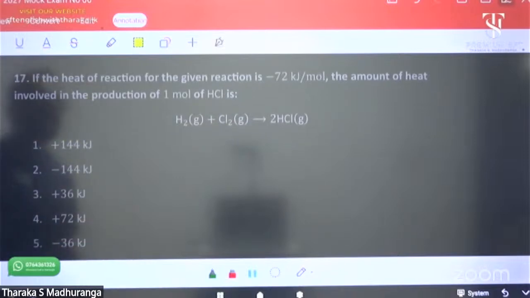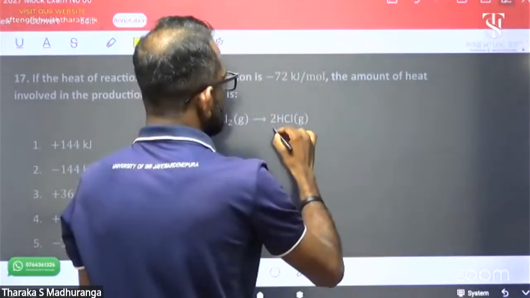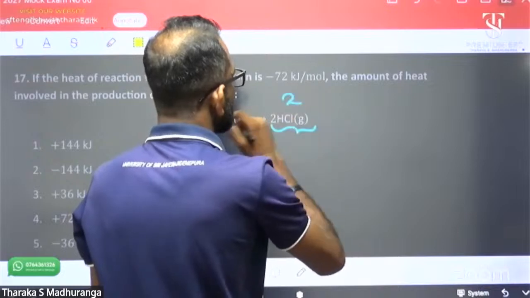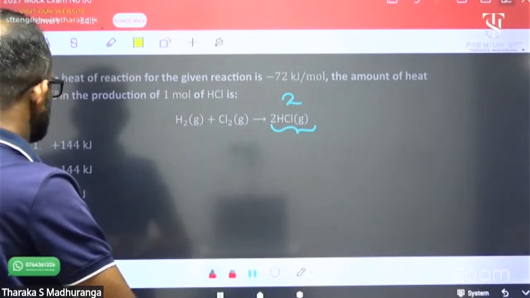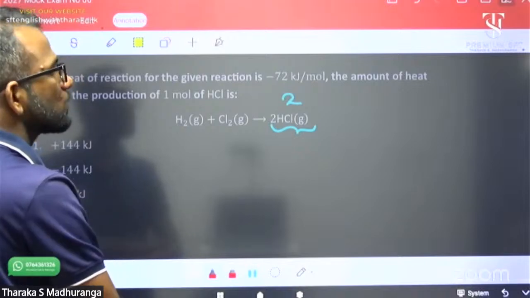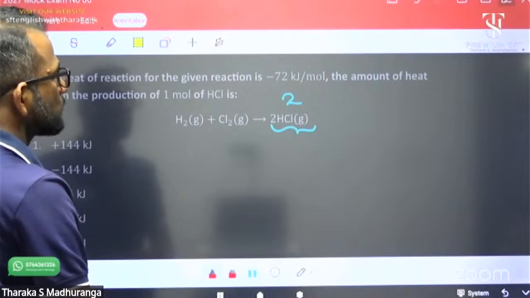Okay, question 70. If the heat of reaction for the given reaction is minus 72 kilojoules per mole, what is the amount of heat involved in the production of 1 mole of HCl? HCl is a product, and that's the main problem. Its stoichiometric ratio is 2.